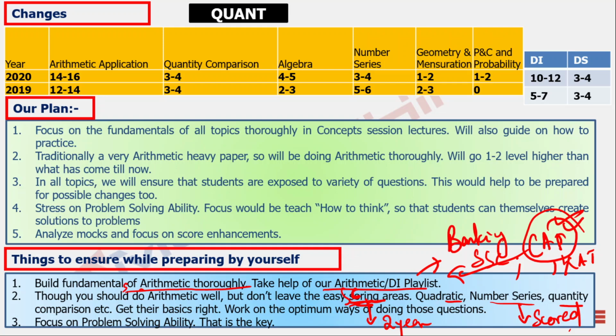Now, finally, focus on problem solving ability. That's the key. I cannot overemphasize the fact that they are checking your problem solving ability. So working on that is important. What do I mean by working on that? If a question's nature changes, are you able to adapt to that change? Are you able to focus your energies in such a way that you are able to get the solution for that particular question? That's important.